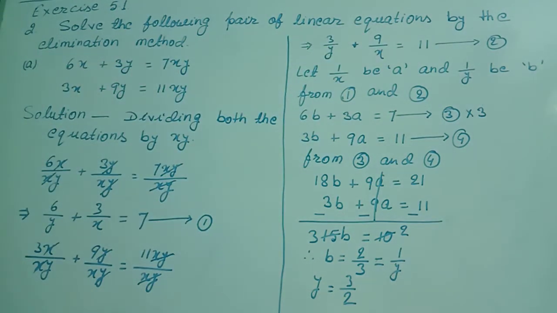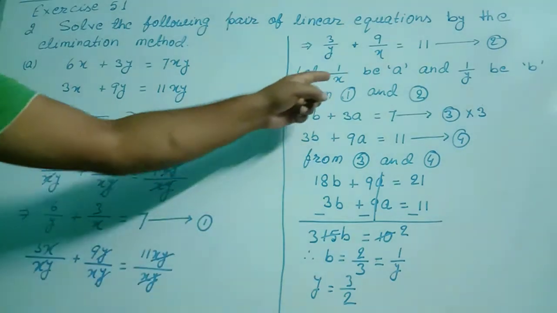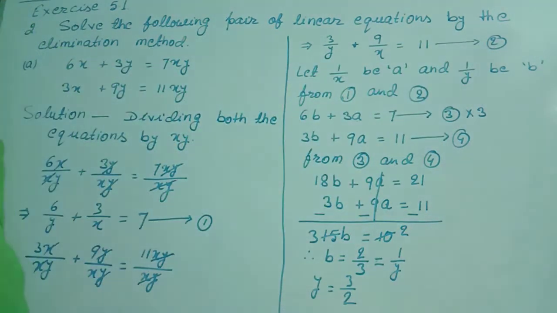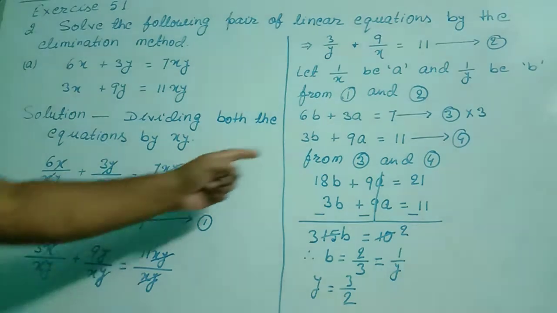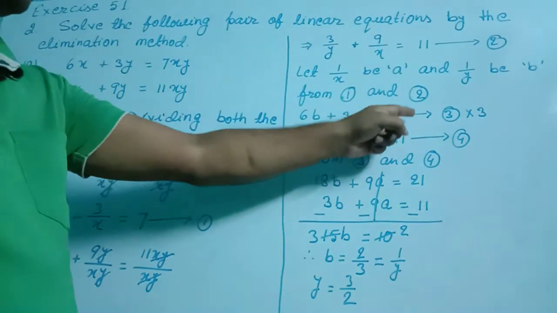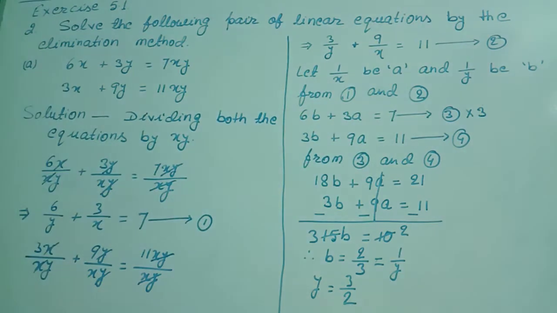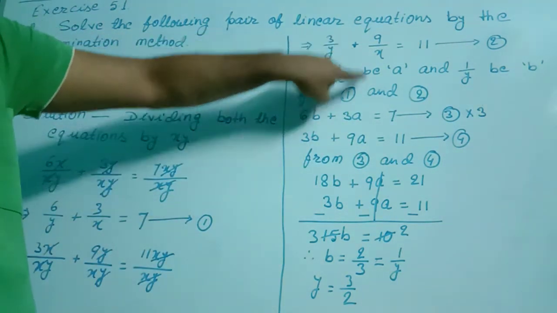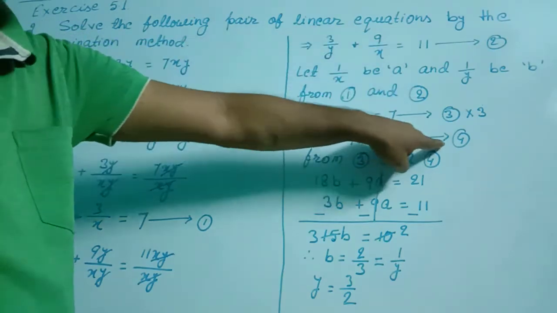Now I have considered 1 by x to be a and 1 by y to be b. Then from 1 and 2, this will be 6b plus 3a equal to 7, equation number 3, and this will be 3b plus 9a equal to 11, equation number 4.